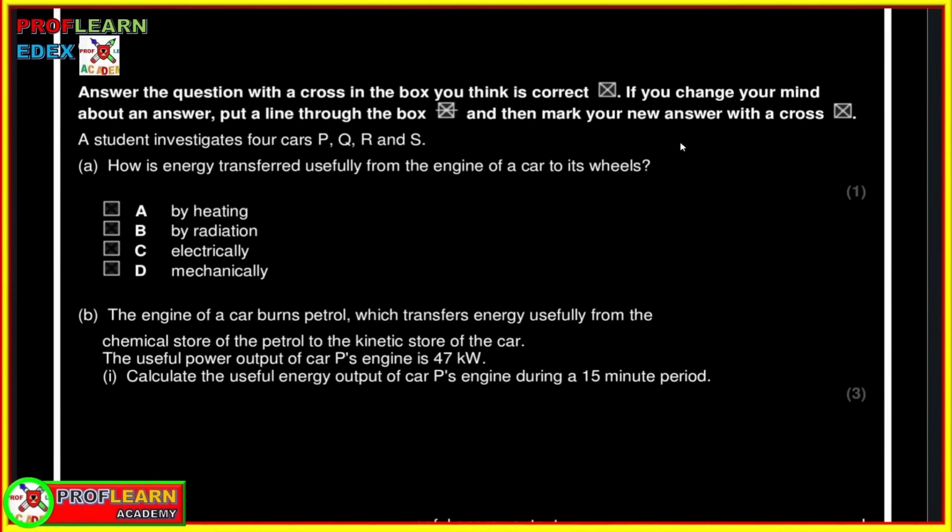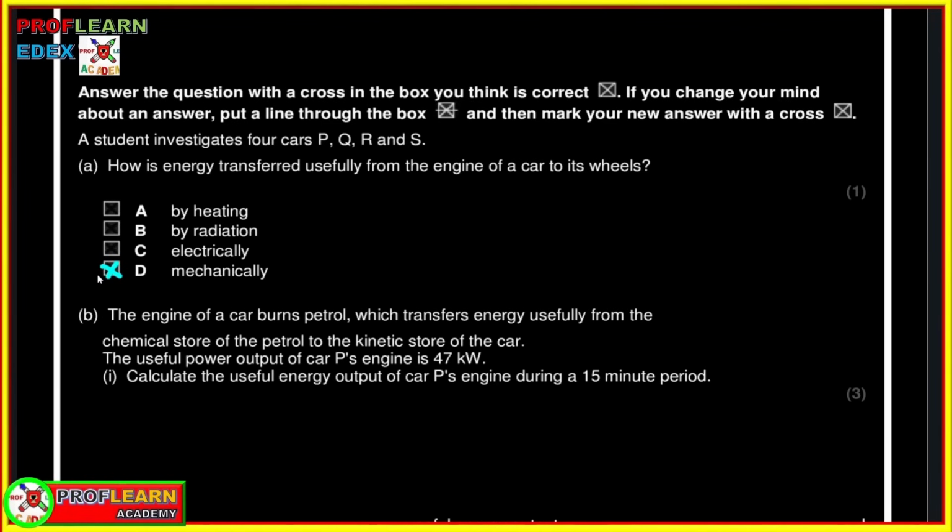Question number 9, answer the questions with a cross in the box. Then you are told a student investigated 4 cars P, Q, R, and S. How is energy transferred usefully from the engine of a car to its wheels? We are going to say that is mechanically, because there's some movement of parts involved. So we can say the answer is D. The answer is D in that case.